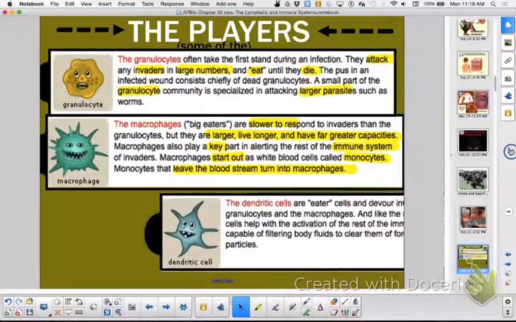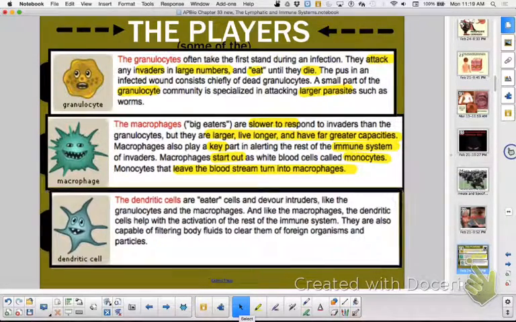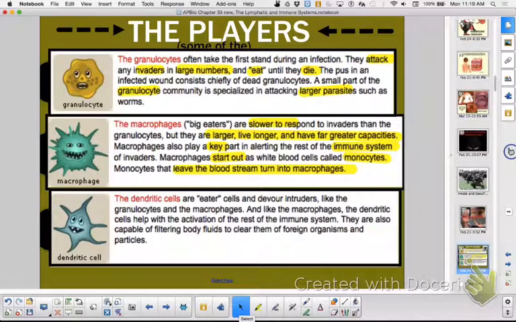And then with all this battle going on, your dendritic cells are going to come along. They are also eater cells. They can help with the activation of the immune system, as well as the macrophages. And they can clear away any foreign particles. They're kind of cleaning up the scene. Got it?